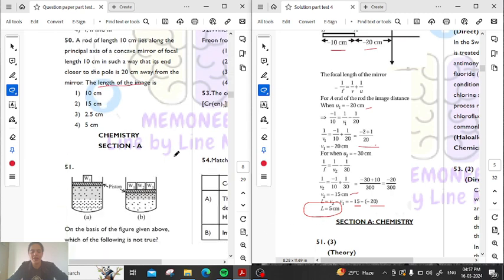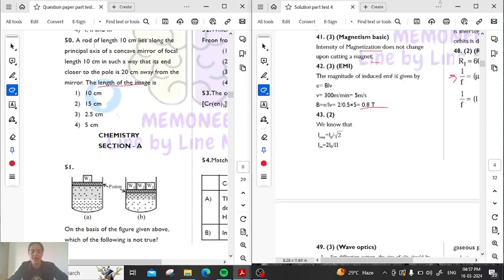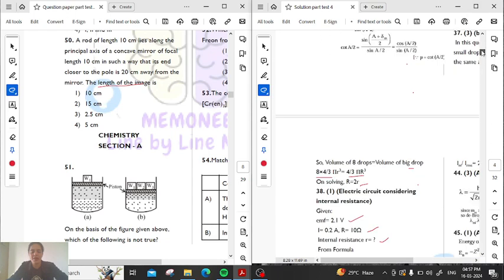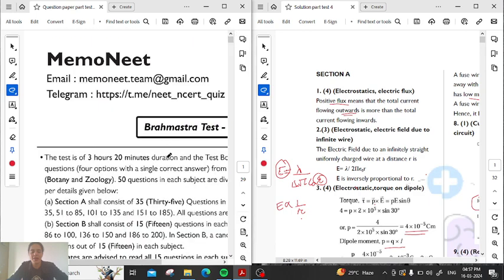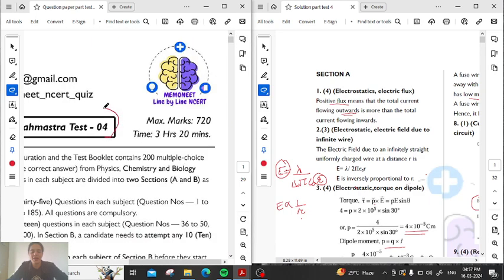Now comes the chemistry. Don't worry, I will not give you an explanation of chemistry. In this session only, we will talk about physics. And hence we have covered the Brahmastra test part, Brahmastra test 4. And we have solved this whole test properly. Okay, understood. Still, if you have any questions, any doubts or any topic related queries, you can directly comment there, and we are here to help you anytime.